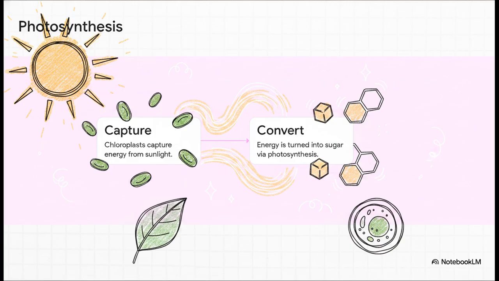Here is the incredible story of how they work. Step 1, these tiny solar panels, the chloroplasts, look up and actively capture energy beaming down from sunlight. Step 2, they take that trapped sunbeam and through a magical chemical process called photosynthesis, they literally turn that sunlight into sugar. They create their own food out of thin air and sunshine. Animal cells simply do not have this superpower.